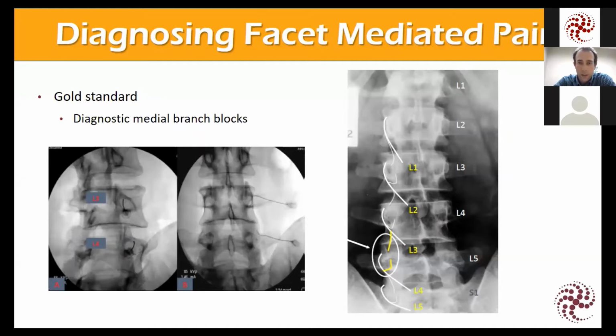And so the medial branch nerves are these little nerves that carry pain signals from the facet joints. And the way we determine if a facet joint is causing your pain is we can guide a needle down and numb up that little nerve and see if your pain goes away.